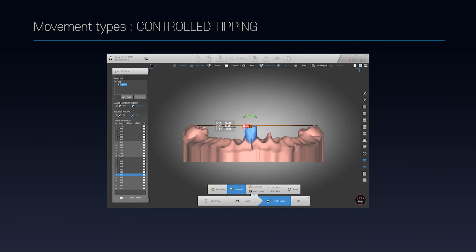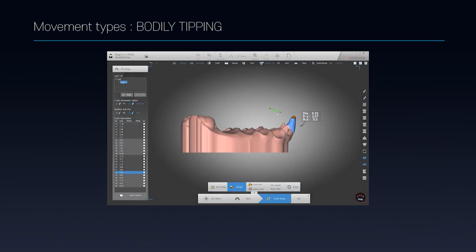There is also a way to move the body through horizontal bodily movement while inclining without moving the center of rotation. Finally, bodily movement is a method of moving parallel to the occlusal plane without rotation. Since it is a difficult movement with a clear aligner, you can successfully set up by mixing the movements described above.